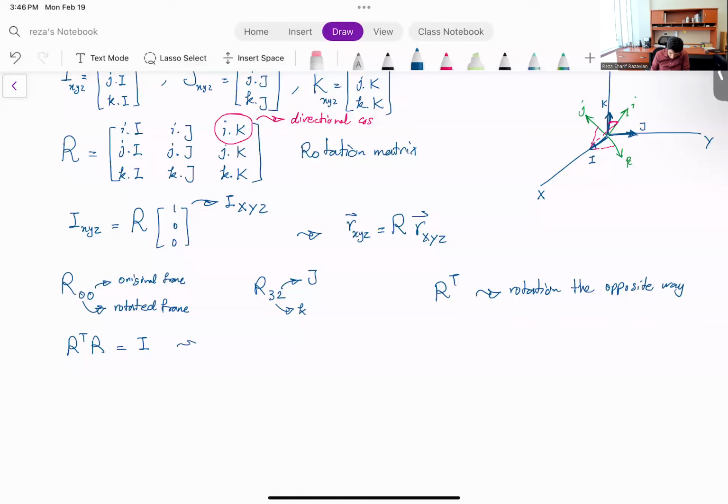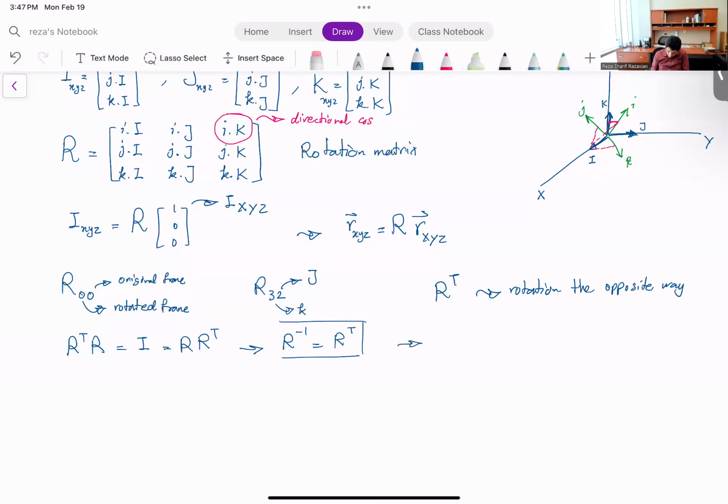And from here, it goes both ways, so it is the same as R transpose. It doesn't matter which direction you rotate first and then cancel it out. And from here, you see that R inverse is actually R transpose. So if you want to cancel your effect, you can rotate the opposite direction. And this is very useful because we don't have to take the inverse anymore. We just deal with the transpose.